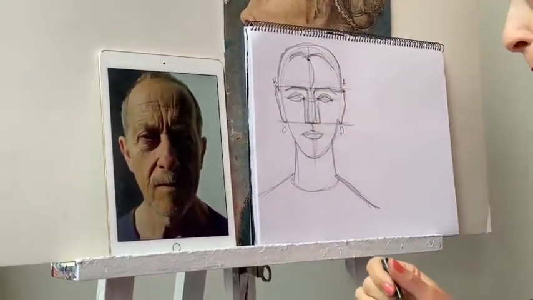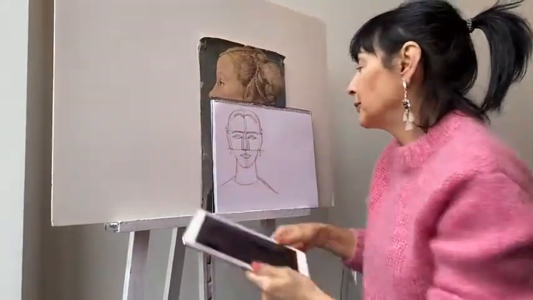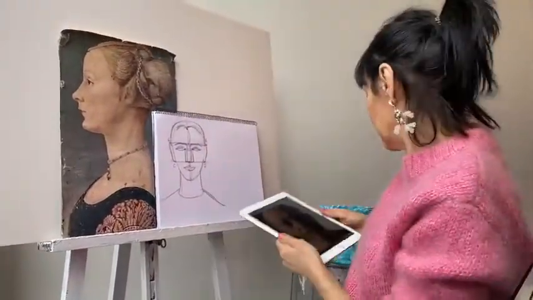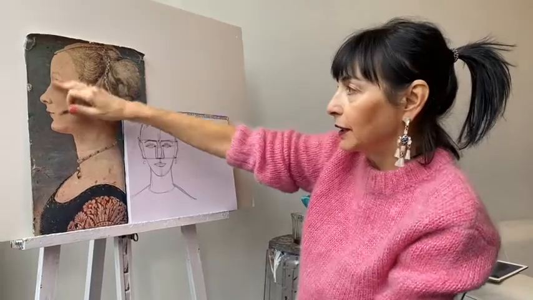Today's lesson is about profile. So let's look at the profile next to the front of the face. I'm going to structure that profile very quickly. This is a Florentine artist, and it's an absolutely perfect, clean and glorious profile. I love it very much.